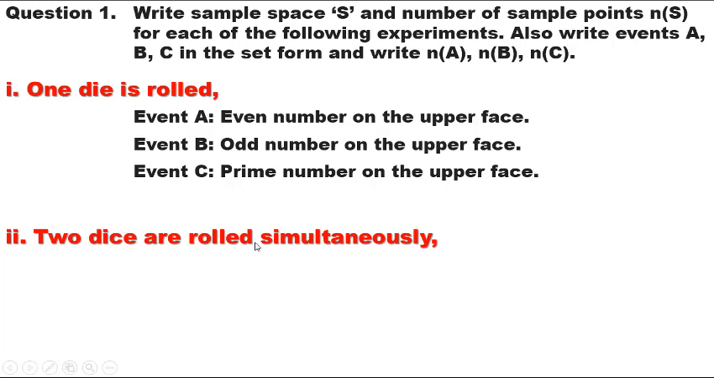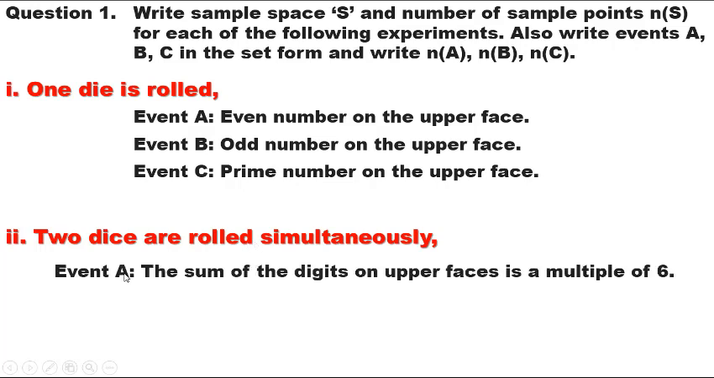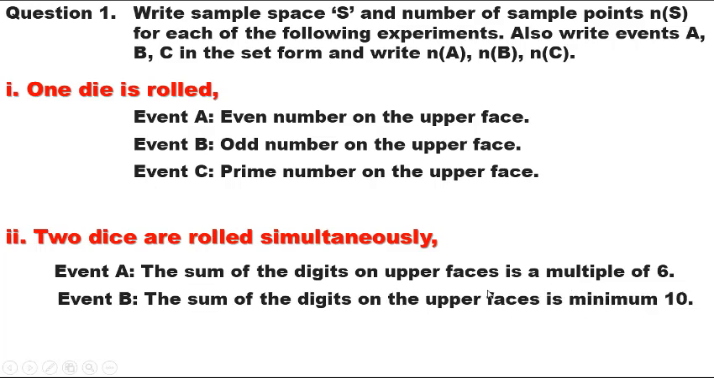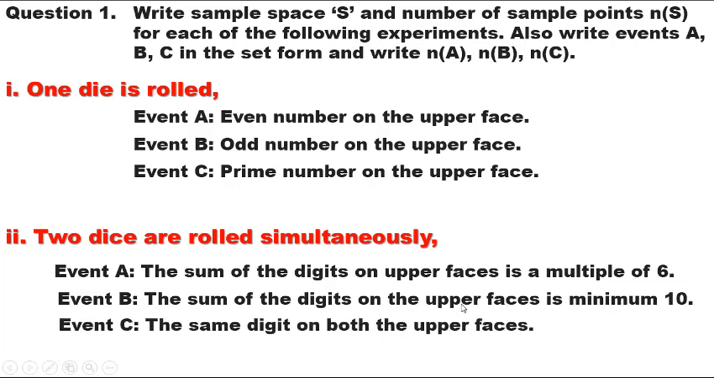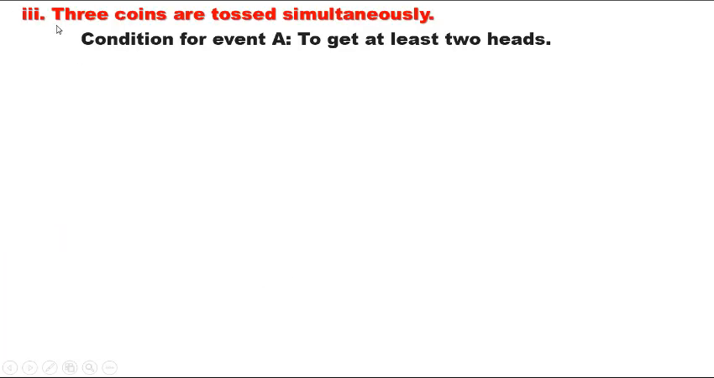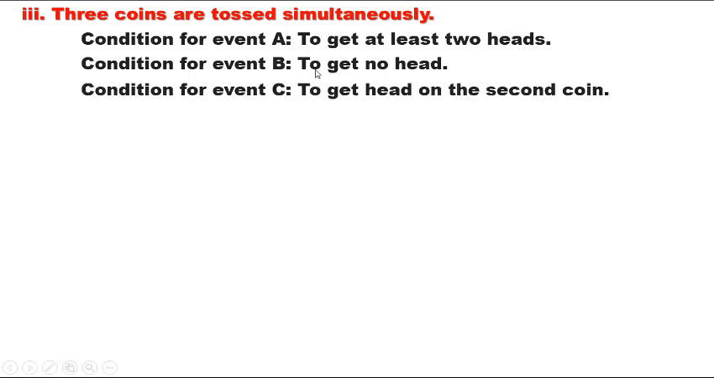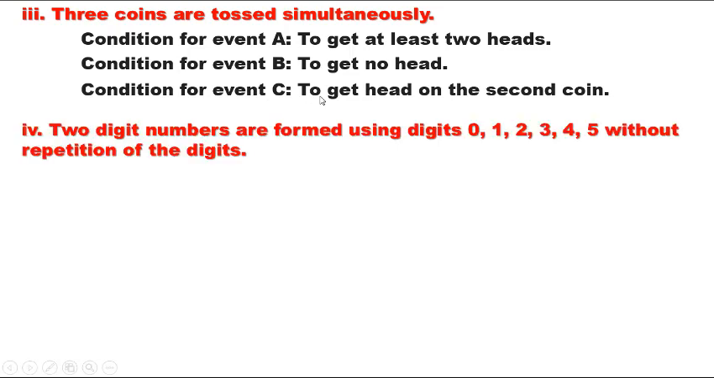Second, two dice are rolled simultaneously. Event A: the sum of the digits on the upper faces is a multiple of 6. Event B: the sum of the digits on the upper faces is minimum 10. And event C: the same digit on both the upper faces. Third case, three coins are tossed simultaneously. Condition for event A: to get at least 2 heads. Condition for event B: to get no head. Condition for event C: to get head on the second coin.